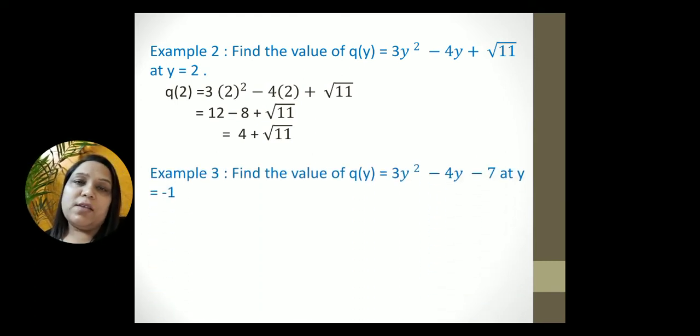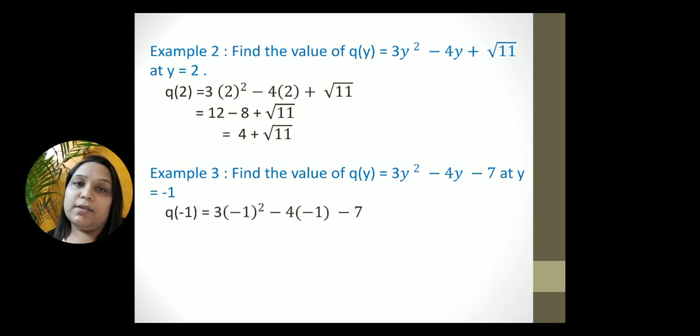Okay, one more example. Let's do it. I hope you can do it very easily now. Again, put the value y equals minus 1 wherever you are getting y. q(minus 1) equals 3 into (minus 1) square minus 4y, in place of y we will put minus 1, minus 7.